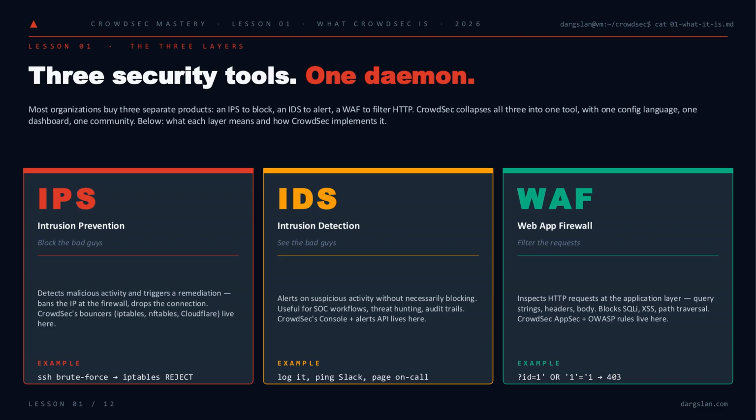And a WAF, web application firewall, filters HTTP requests for things like SQL injection or XSS. That's CrowdSec AppSec, with OWASP rules. Most shops buy 3 vendors for this. CrowdSec gives you one daemon, one config language, one community.